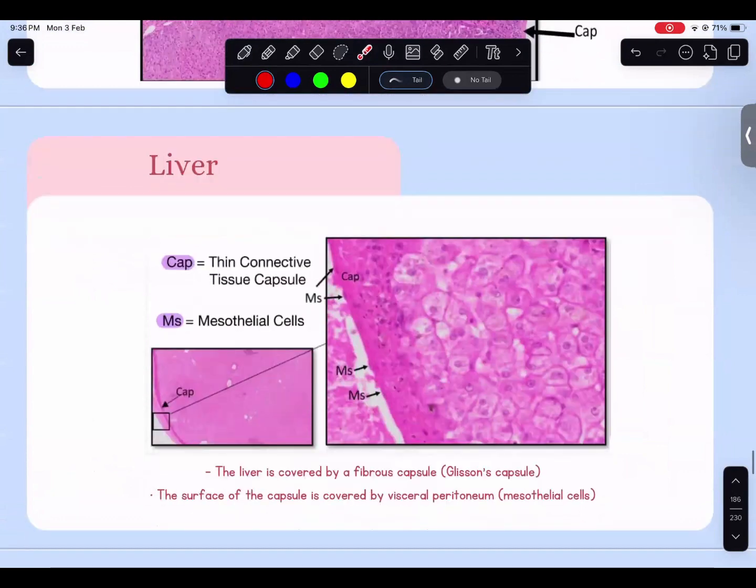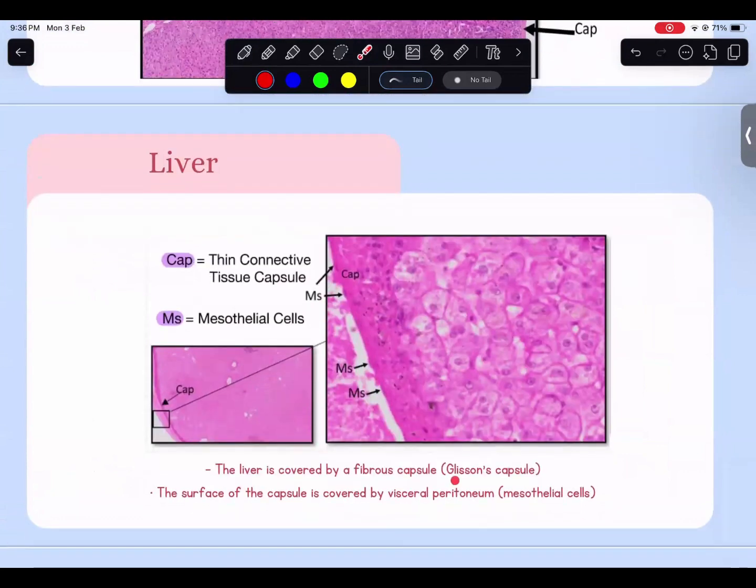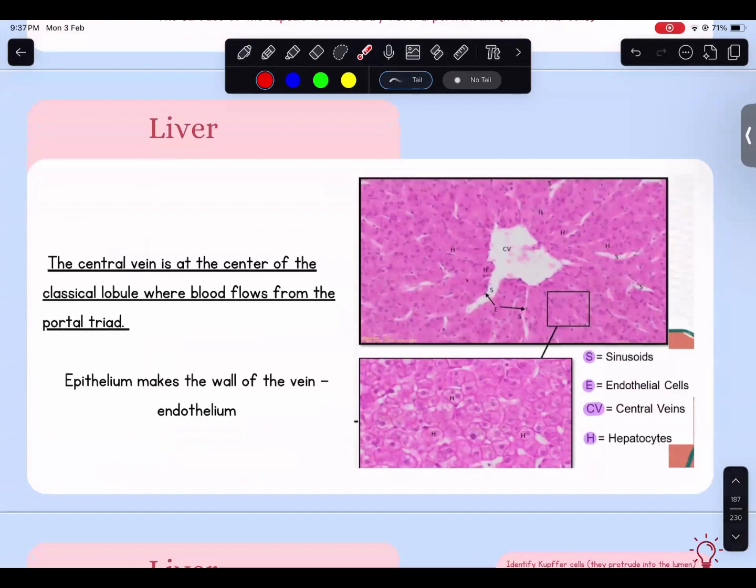Okay, now we know that the liver is covered with a fibrous capsule, which is called Glisson's capsule, and the surface of the capsule is covered with the visceral peritoneum, which is mesothelial cells. So these flattened nuclei are the mesothelial cells, and this capsule is called Glisson's capsule. It's important to know that it's called Glisson's capsule. Okay, the central vein is at the center. You can see these are the sinusoids that are draining into the central vein. The central vein is where the blood flows from the portal triad. And the endothelium makes the wall of this vein.